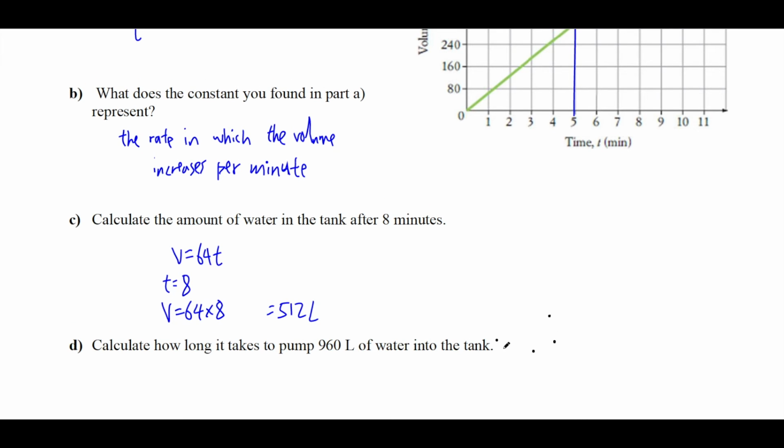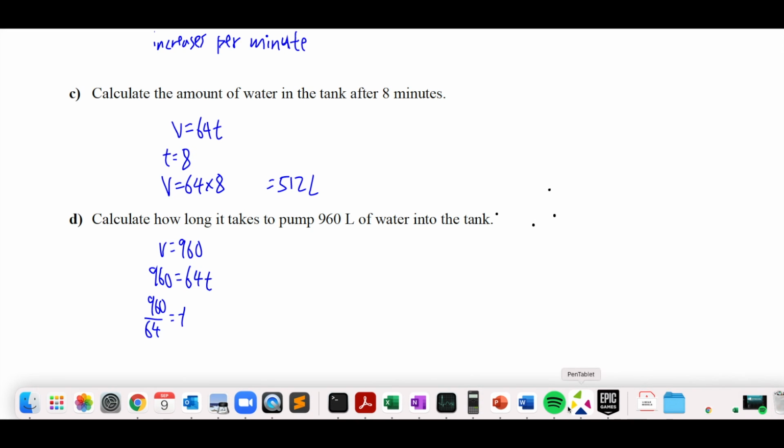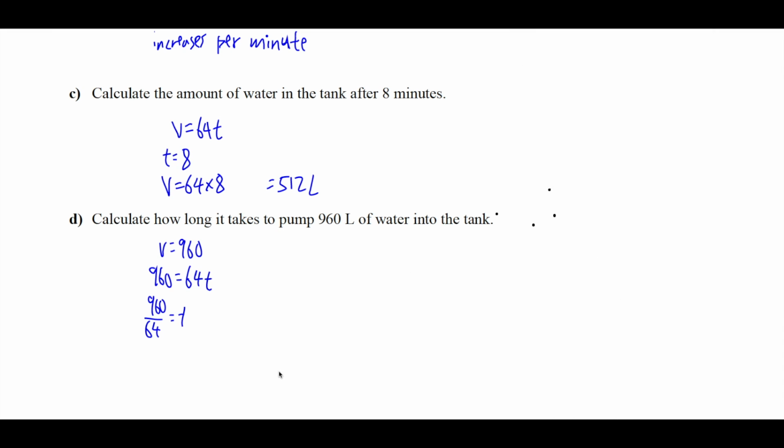Okay. Calculate how long it takes to pump 960 liters of water into a tank. So for these questions, very standard. Just substitute the 960 into the original formula. So V in this case equals 960, right? So we sub it in here. So 960 is equal to 64T. So T equals 960 on 64. If you type this into your calculator, 960 divided by 64. Okay, 15. Good. So it's got a nice number here. So then T equals 15.